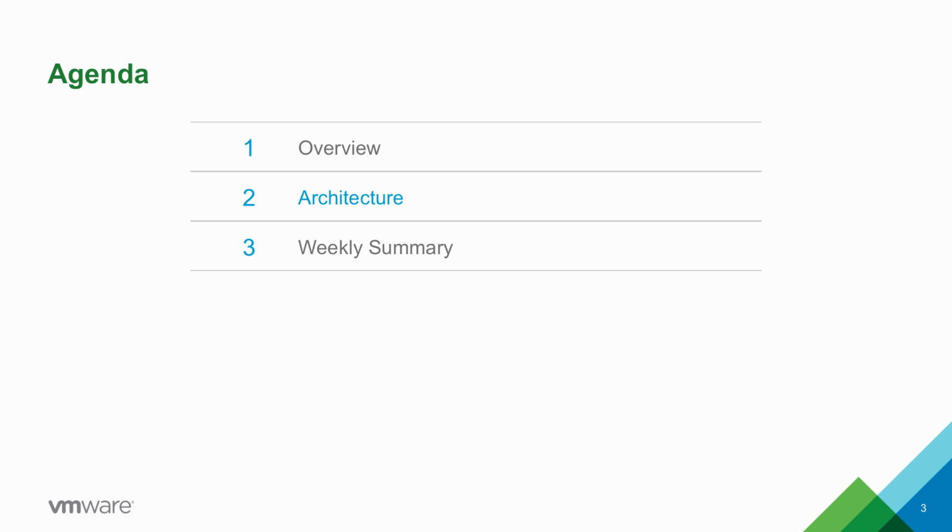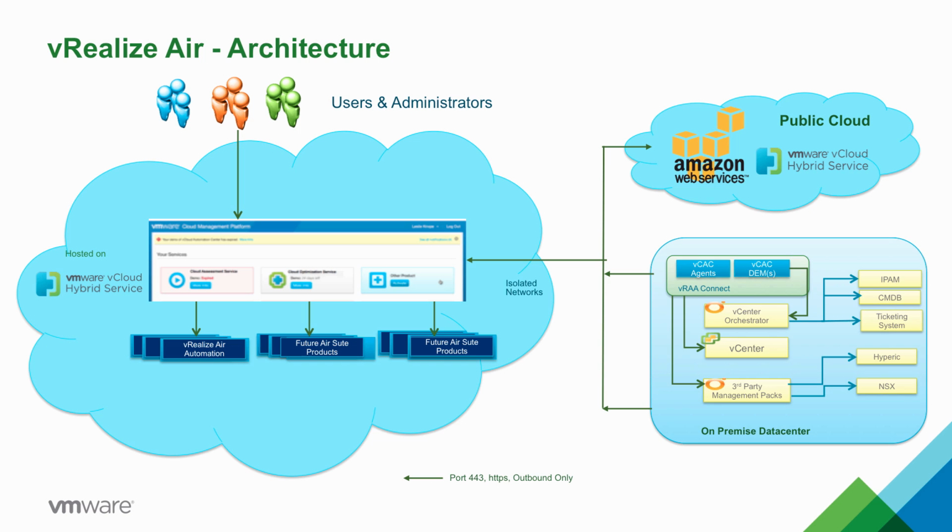Let's take a look at the architecture of vRealize Air Automation. The vRealize Air Automation solution is hosted on VMware's vCloud Air. Each user will have their own login to access their portal. Every instance of vRealize Air Automation is isolated, so there's no security concerns on logging in to another customer's environment. The vRealize Connect agent lives on the Windows machine inside your local data center. It only uses port 443 for outbound connections to the vRealize Air Automation.